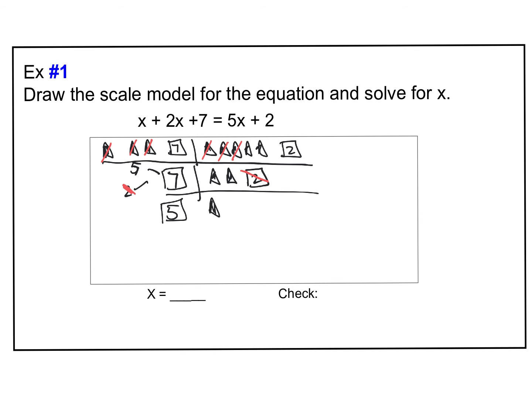So 5 needs to be split between my 2 triangles, making this 5 halves, or 2 1/2 is equal to our triangle. So looking at our check, we would have 2 1/2 plus 2 times 2 1/2 plus 7 is equal to 5 times 2 1/2 plus 2.